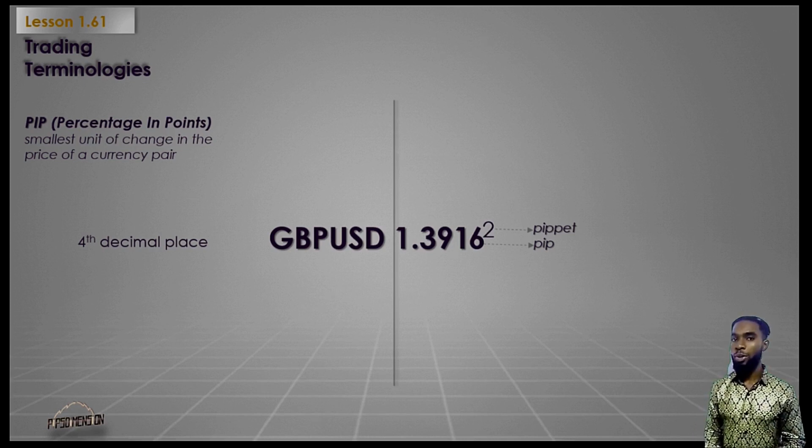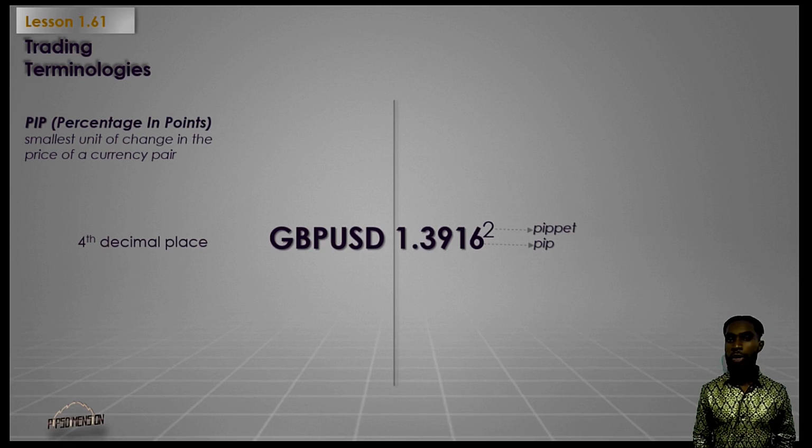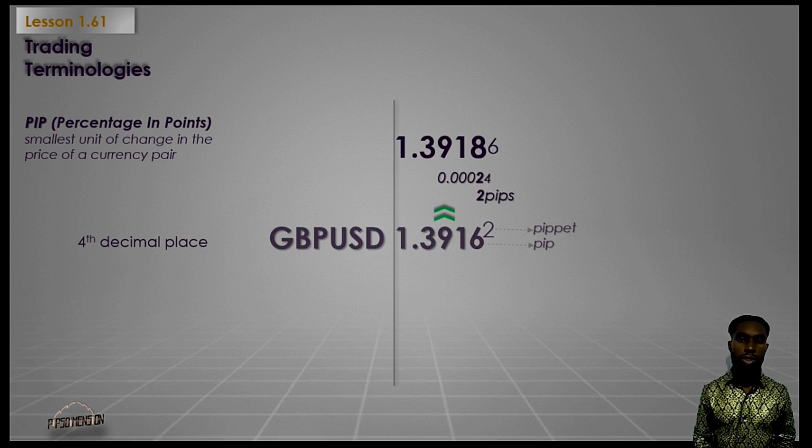Now, for you to understand pips very well, let us look at this instance. If the price of the Great British Pound USD rises from 1.39162 to maybe 1.39186, you can see the difference here is 0.00024, and that represents 2 pips and 4 pipettes. Well, usually we disregard the pipettes.